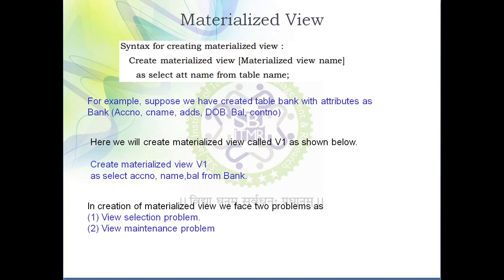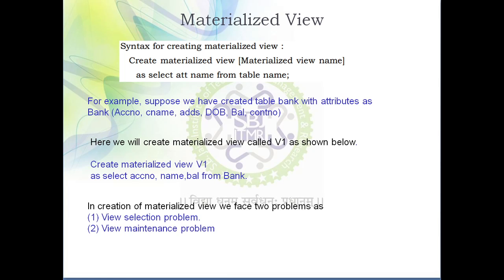Now next we will see the syntax to create a simple materialized view. I am talking about a simple materialized view. What is the syntax? Create materialized view, and here you provide the materialized view name, as select attribute name from table name. This is a simple syntax to create a materialized view for a particular table. In this case, I am not considering update operation or fast refresh, all these things I have not considered. My intention here is to tell you how to create a simple materialized view.